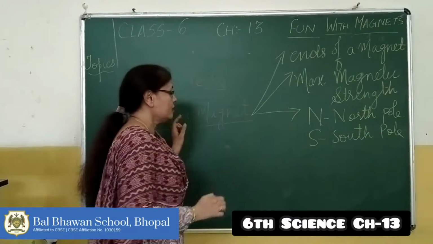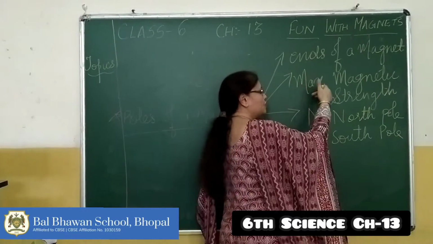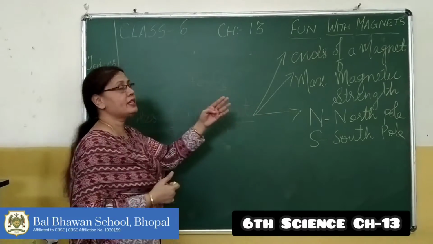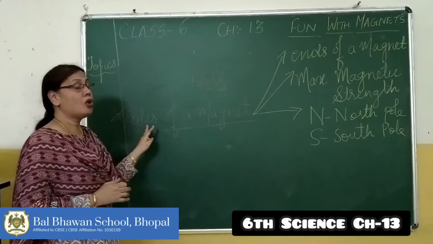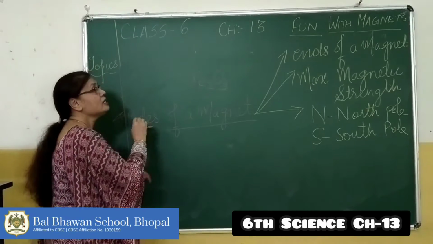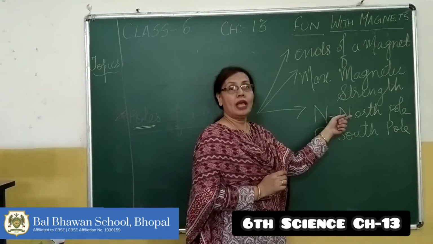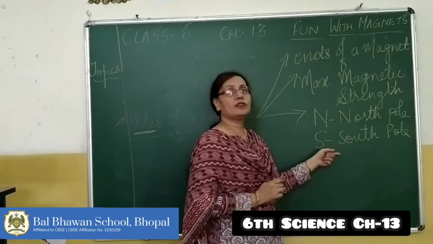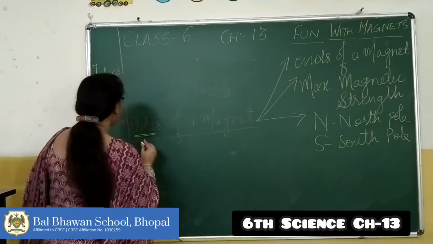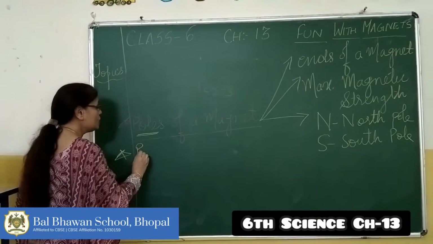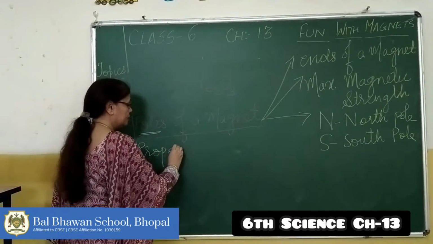So a magnet which has two ends, these two ends have got the maximum magnetic strength. These two ends are called the poles of a magnet. We denote them as N for the North Pole, S for the South Pole. Now children, let us see what are the properties of poles of a magnet.